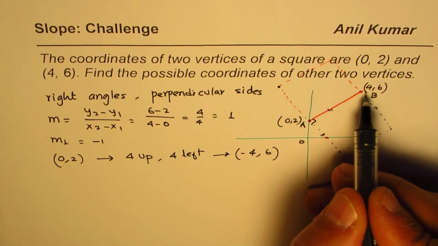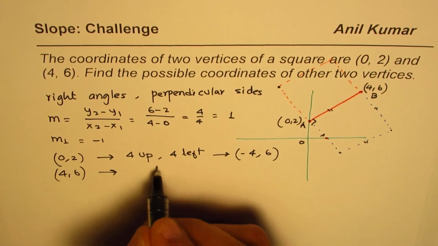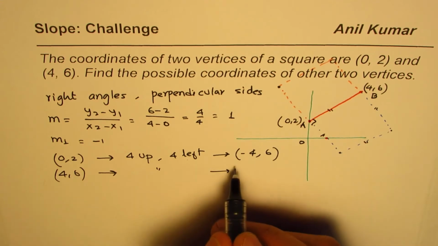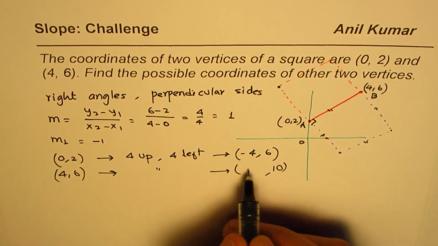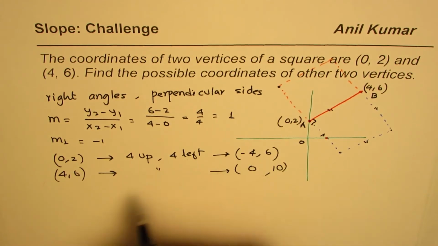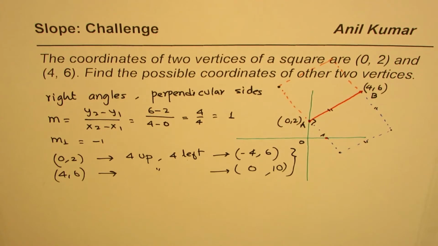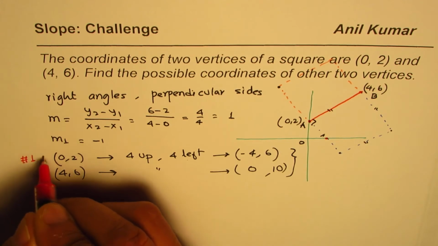Same thing will apply to the second point, which is 4, 6, right? So we are going 4 up and 4 left. So up means add 4 to 6, which is 10. And left means take away 4 from 4, which is 0. So one set of points are these, right? So that is one solution. So we have set 1.